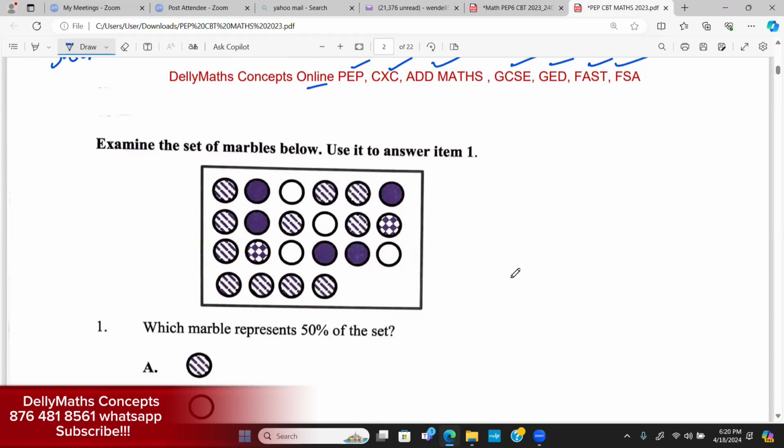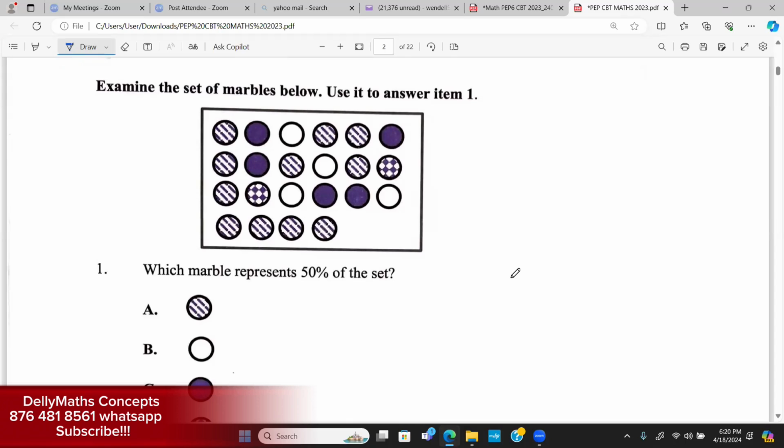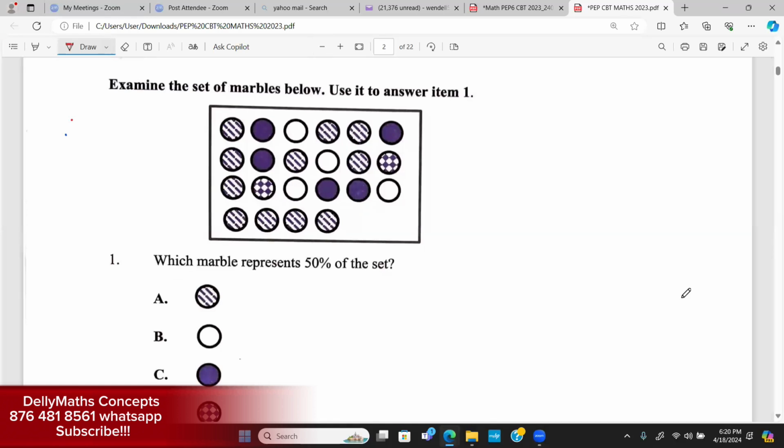It says, examine the set of marbles below. Use it to answer item 1. So let's see what item 1 is. Item 1 says here, which marble represents 50% of the set? So basically what we want to do is take a look at how many we have. We have 1, 2, 3, 4, 5, 6 threes, that's 18, and 4. So we have 22 marbles overall.